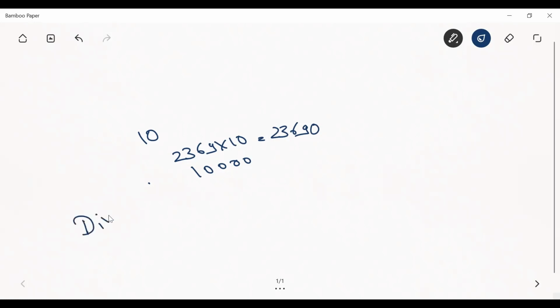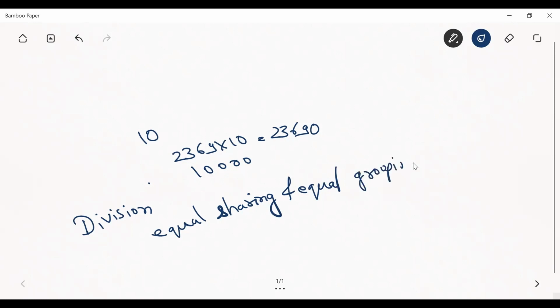Now, division. What happens in division? It is equal sharing and equal grouping. We have to divide, we have to give equally to everyone, like equal share. It is repeated subtraction. It is repeated subtraction.